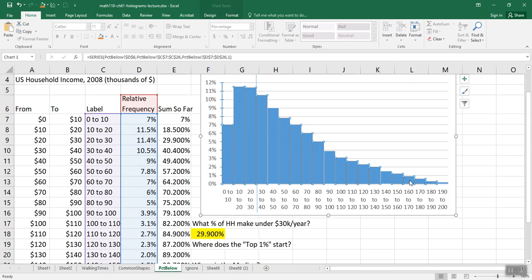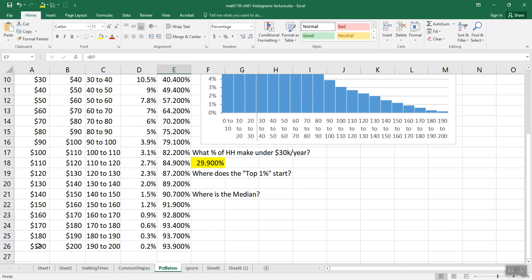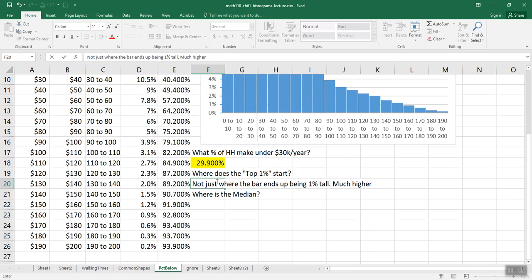If I look at this bar, which isn't quite 1%, and then this bar, which is also not quite 1%, together they add up to more than 1% though. So that wouldn't be the top 1% overall. If I look at the sum so far, you can see that even up to $190,000 or $200,000 a year, we still haven't captured the bottom 95%, so the top 1% would be a lot higher than that. So it's not just where the bar ends up being 1% tall. We need a much higher income than that to be in the top 1%.